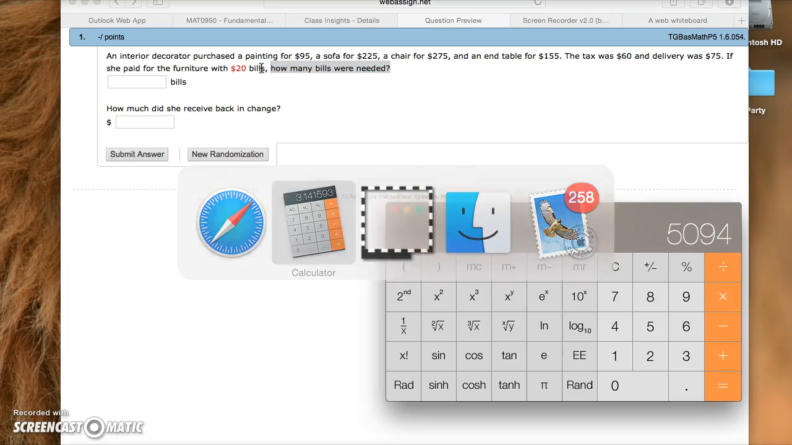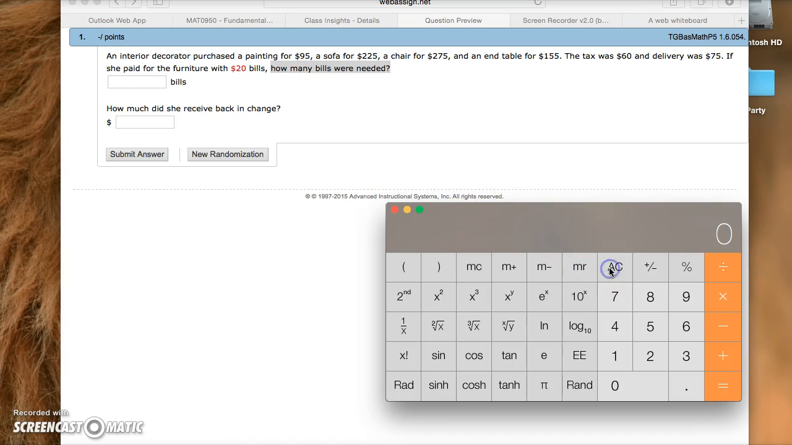So let's get out that calculator again, and let's add up all of her purchases. So she purchased a painting for $95, plus she purchased a sofa for $225, plus she purchased a chair for $275, plus she purchased an end table for $155. So her total purchases come to $750. Do not forget, though, there was a tax of $60 and a delivery fee of $75. So that's going to get tacked on as well.